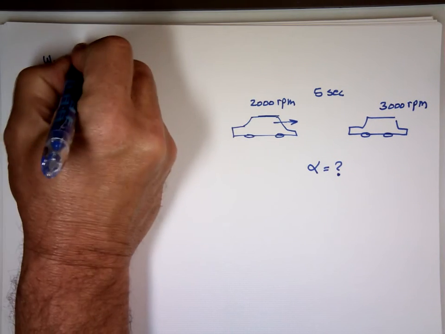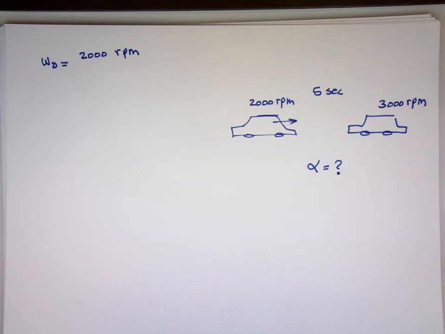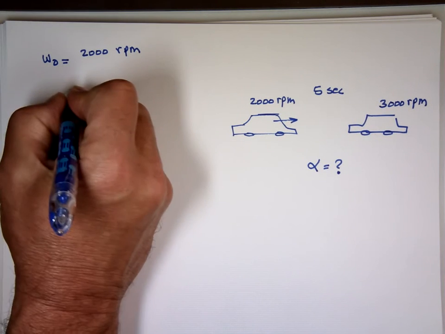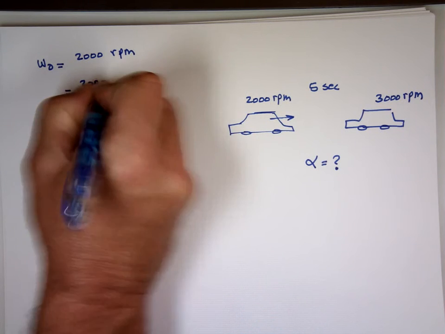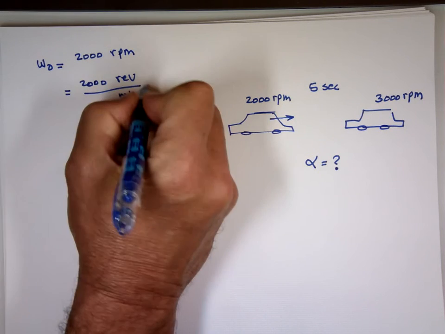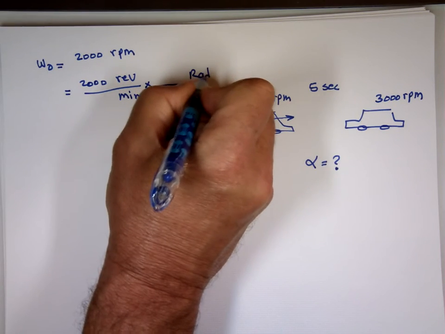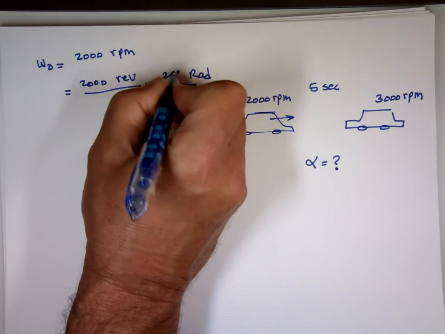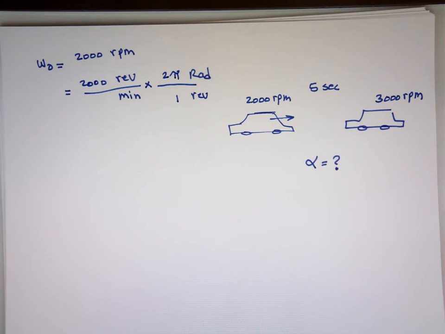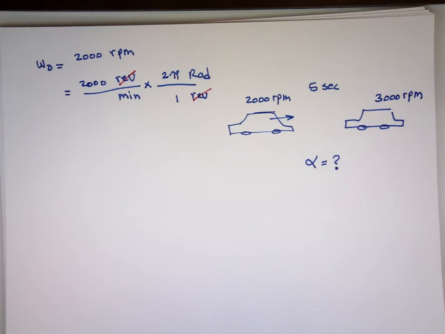2,000 RPM. That's not good. RPM stands for revolutions per minute, and my omega has to be in radians per second. So I need to convert that. 2,000 rev per minute. Each revolution is how many radians? Each rev is 2 pi radians. Notice I put revolution on the bottom, not on the top. Why? So they can cancel each other out. Good. My answer is in radians per minute.